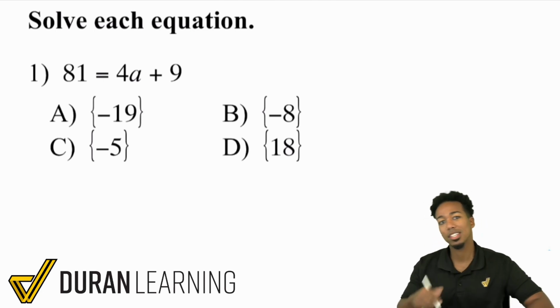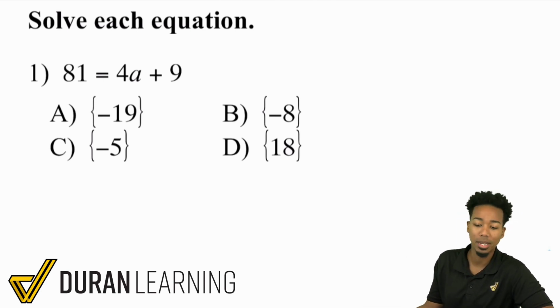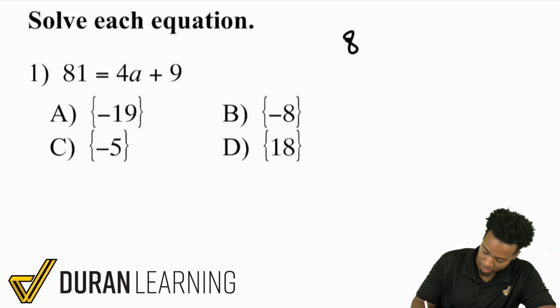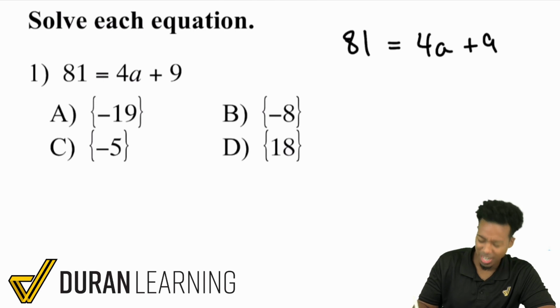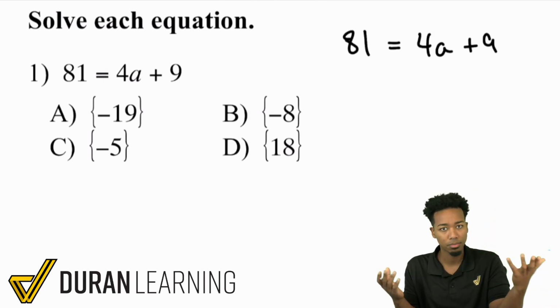So with that said, let's go ahead and start off with this first problem here. We have 81 equals 4a plus 9. So I'm going to write it out over here, and I'm going to show you exactly how I like to observe this and think about it. That way I understand what steps come first, second, third, etc.